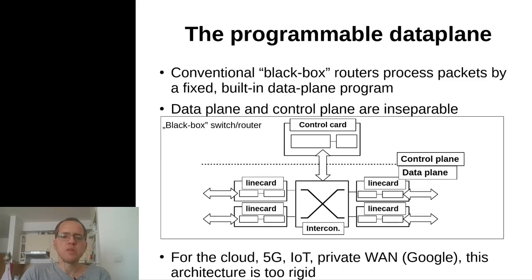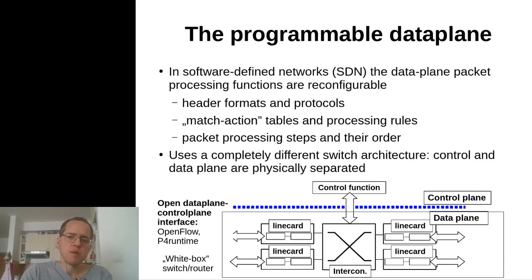Now for different use cases like cloud or 5G or IoT or private WANs, this architecture is just too rigid. So for instance, Google will want its own special protocols to be implemented by routers, so they cannot rely on Cisco providing them all the implementations for these custom protocols that they want to deploy.